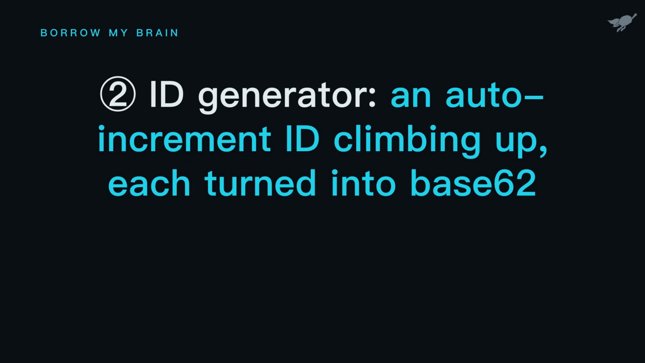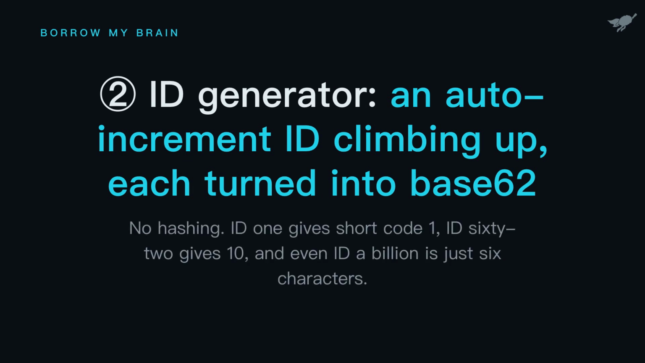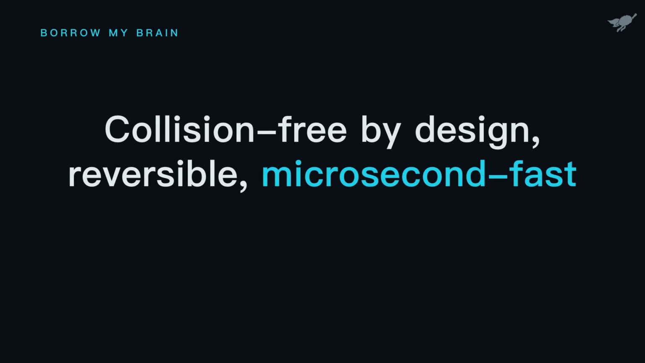Second method, an ID generator. No hashing. You use an auto-increment ID, 1, 2, 3, 4, climbing up, and each ID gets base 62 encoded into a shortcode. Here, look, I actually ran it. ID is 1, the shortcode is 1. ID is 62, the shortcode is 10. ID is a billion, the shortcode is just 6 characters. It never collides by design.